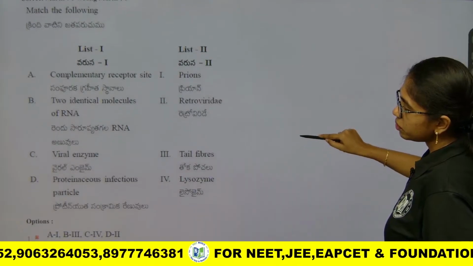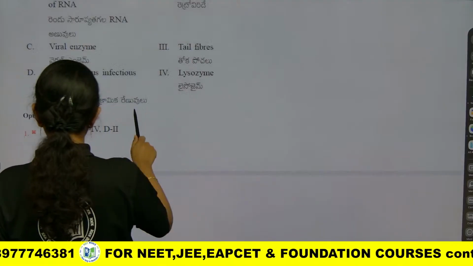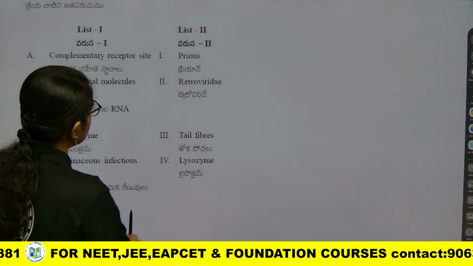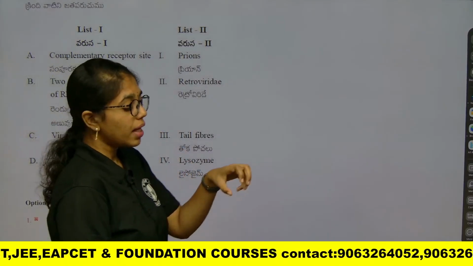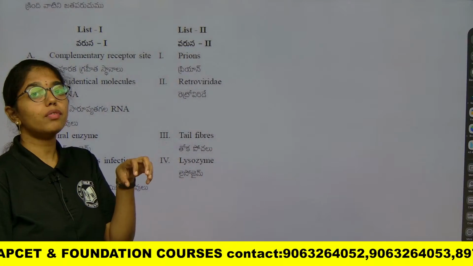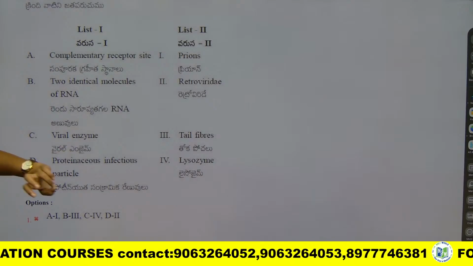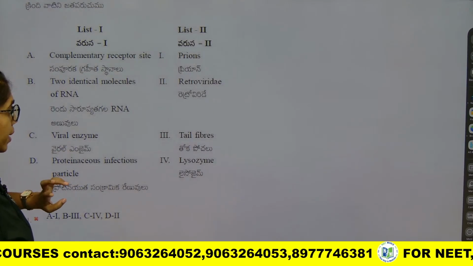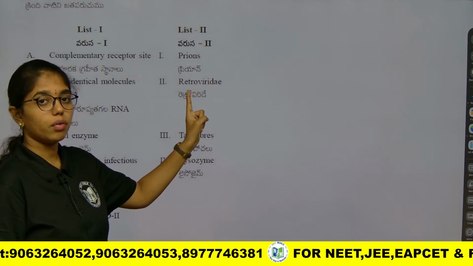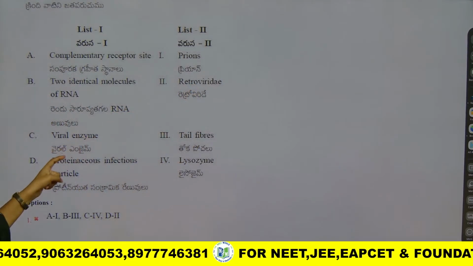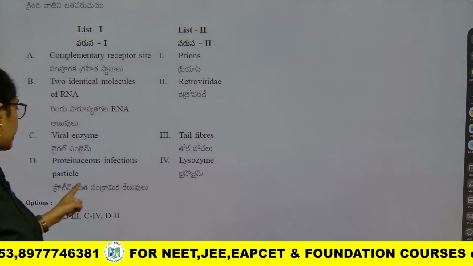Next. So, this you see, complementary receptor site. Complementary receptor site is with respect to tail fibers, because tail fibers which have lysozyme are receptive to the cell wall of bacteria. Two identical molecules of RNA are seen in Retroviridae, whose genetic material is RNA. Next, viral enzyme is what? Lysozyme, which degrades the cell wall of bacteria.